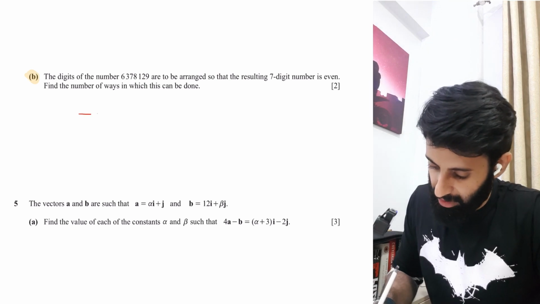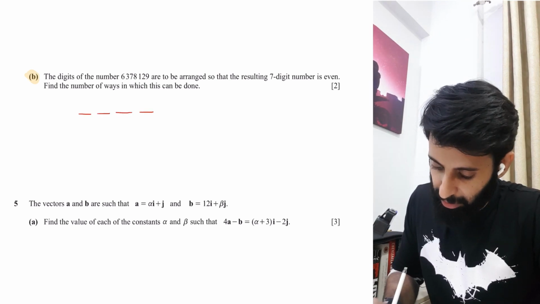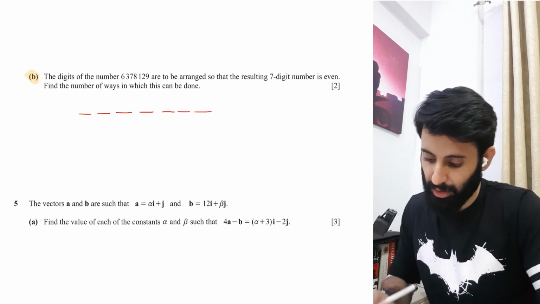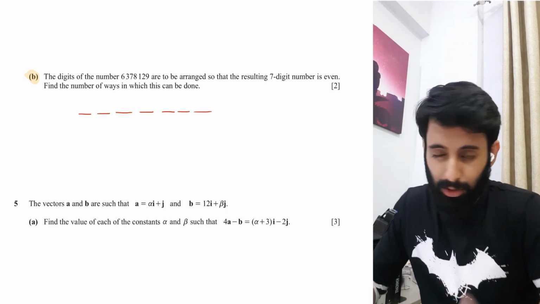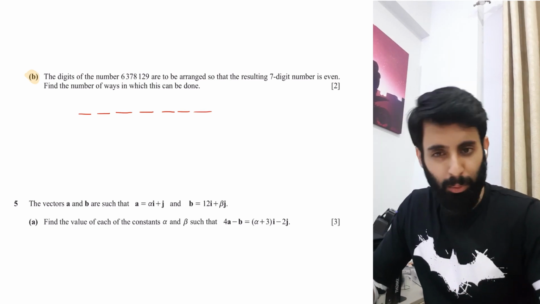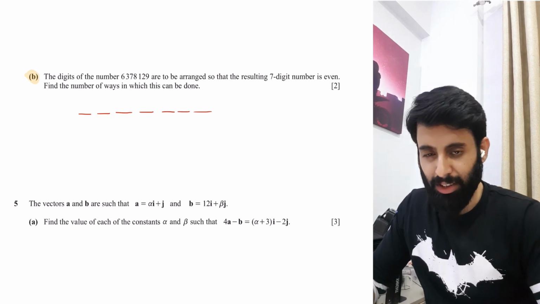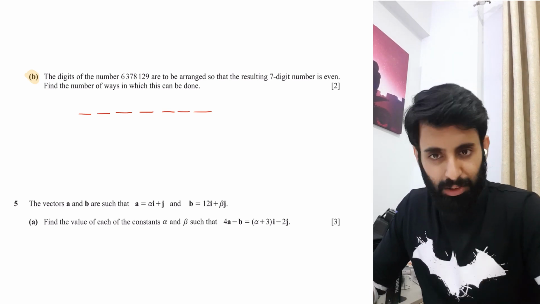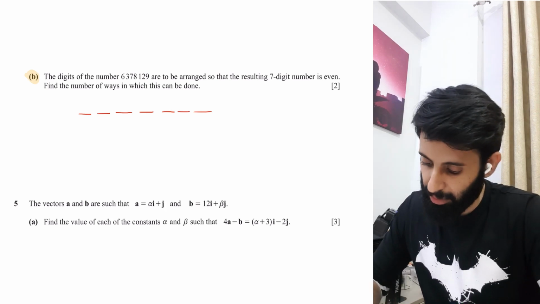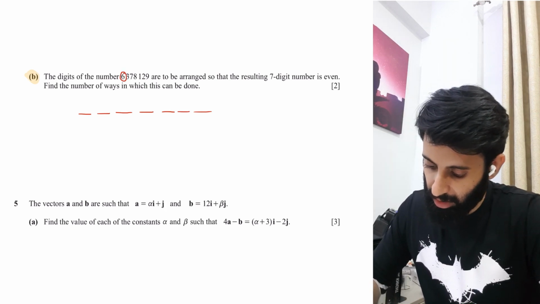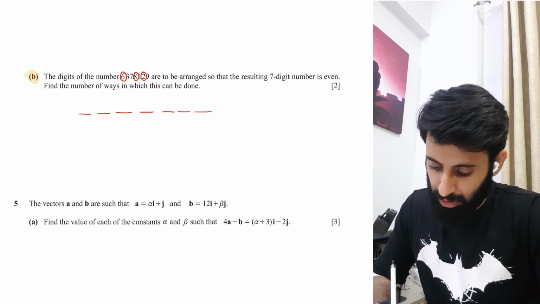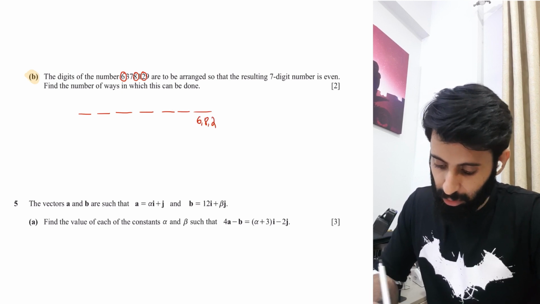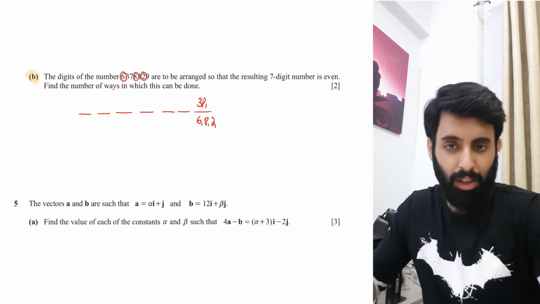It's still going to be a 7-digit number, but you've got to make sure that this 7-digit number is an even number. In order to make sure that the number is even, all you've got to worry about is what the last digit is. If the last digit is 2, 4, 6, 8, or 0, that means the number is definitely going to be even. So how many even digits do you have? You have 6, 8, and 2. So you have 3 even digits to choose from.